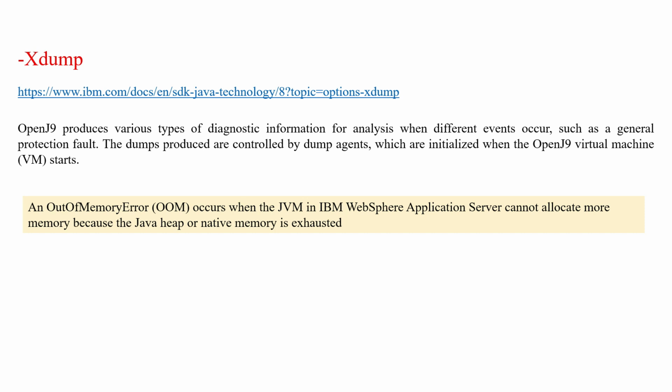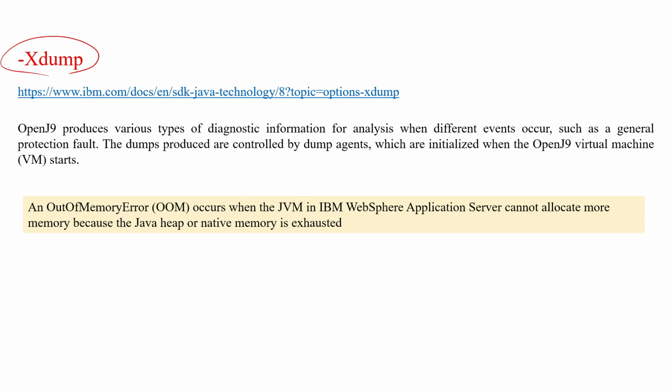So we have one option called -Xdump. What is the purpose of Xdump? Xdump is an option which you can add as a parameter in your JVM, just like we add the heap size and the garbage collection JVM parameters. Similarly, we can add the Xdump parameter as well, and Xdump provides multiple options which we can configure in the command line, so that they are reflected in the JVM at startup.